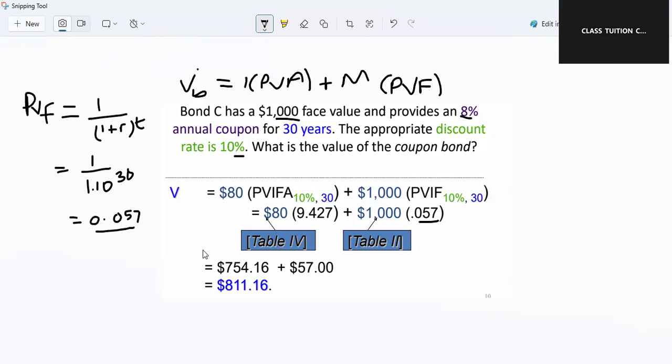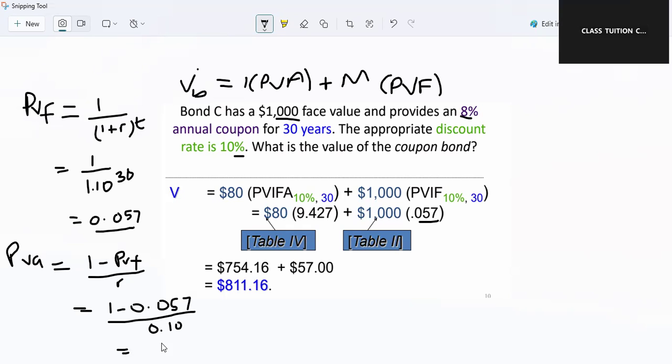We put it here. Then we go to our present value annuity. For this one you do 1 minus the present value factor, over R. The answer we got here, 1 minus 0.057, divided by our R, which is 10%. We're going to get 9.427. So this is the value that you put here. So you will then compute everything together. Our value of the bond is 811. So this is how we find the value of the bond.